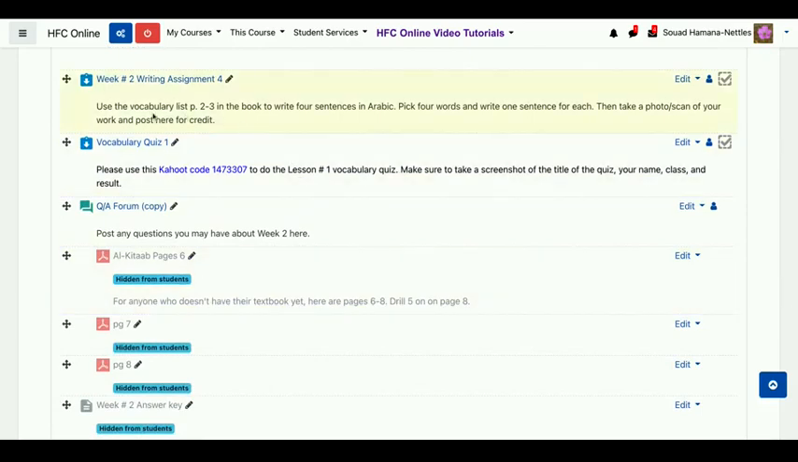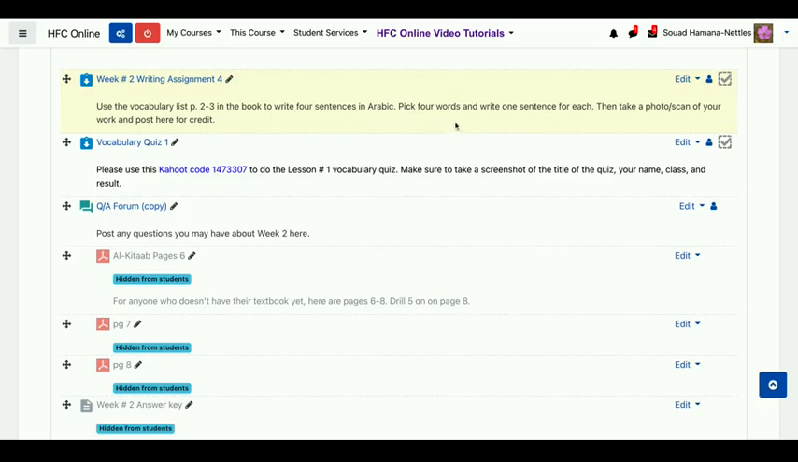For the next assignment, it's also in the book. Use the vocabulary list, pages 2 to 3 in the book, to write 4 sentences in Arabic. If you would like to use more vocab, I don't have a problem, but you must make 4 sentences. Okay? So pick 4 words and write 1 sentence for each. If you would like to use more because you are comfortable with the language, I don't have a problem. But I will make sure that you at least have the 4 words, each word in 1 sentence.